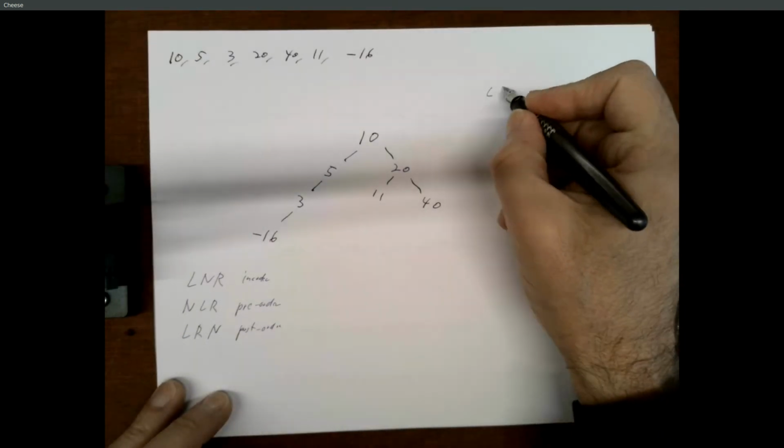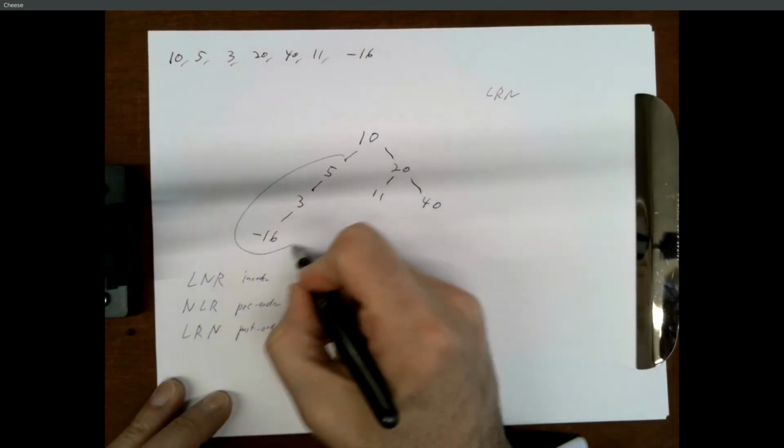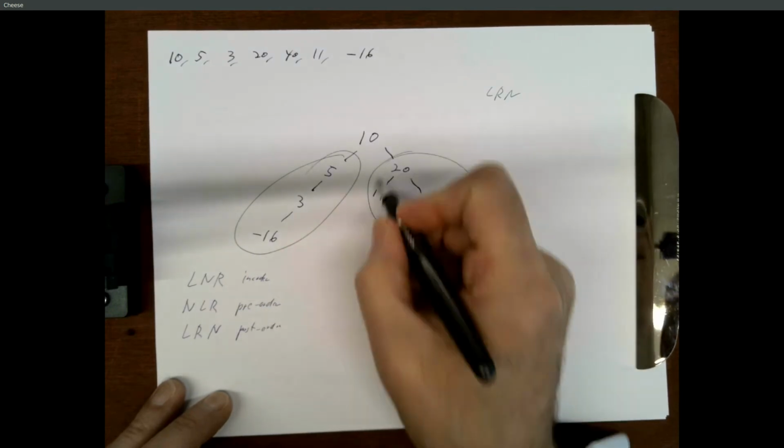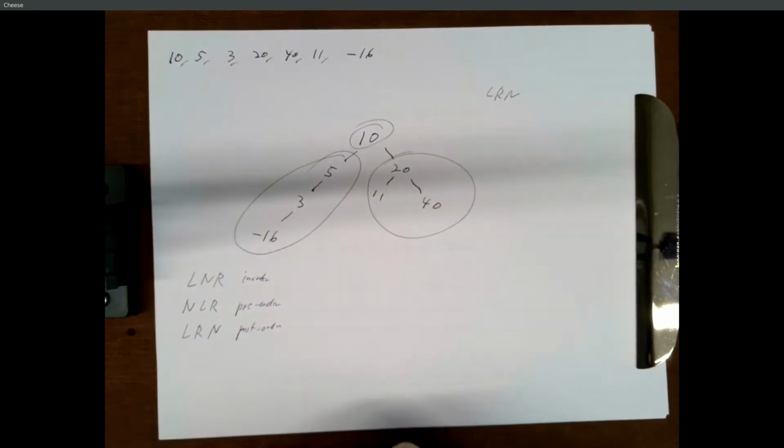And it's always recursive, so left-right node means traverse this left-right node, then traverse that left-right node, then print a 10. And you just build it up recursively like that. Does that address what you were asking? Yeah. Okay.